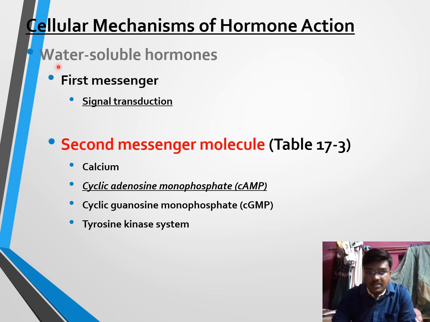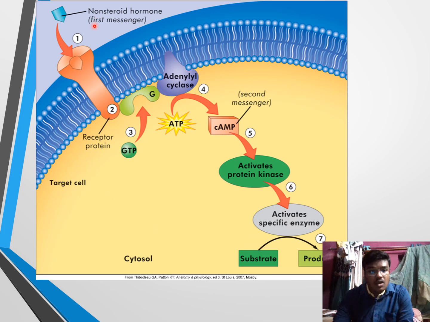In the water soluble hormone mechanism or peptide hormone mechanism, there are two steps. In the first step, the first messenger or hormone binds with the extracellular receptor, and after activation of the receptor, this receptor activates the effector molecule, and the effector molecule generates several second messenger molecules. That is the second step. In the second step, the second messenger molecule, either calcium, cAMP (cyclic adenosine monophosphate), or cGMP (cyclic guanosine monophosphate), activates several protein kinases. This is the mechanism of the non-steroid hormone receptor.